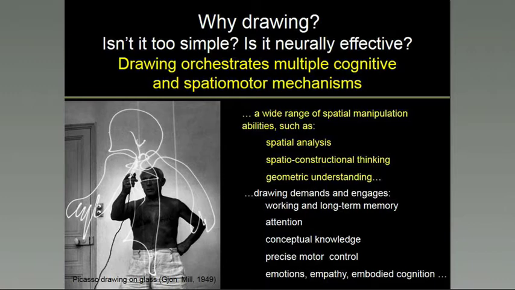Here I'm listing some of them, like spatial analysis, spatial constructional thinking, geometric understanding. Drawing demands and engages memory, both working and long-term memory, attention. It requires precise motor control. So you have to be able to really control the drawing hand along a precise trajectory. Emotions, Jen will tell you more about this later. Empathy and different forms of embodied cognition.